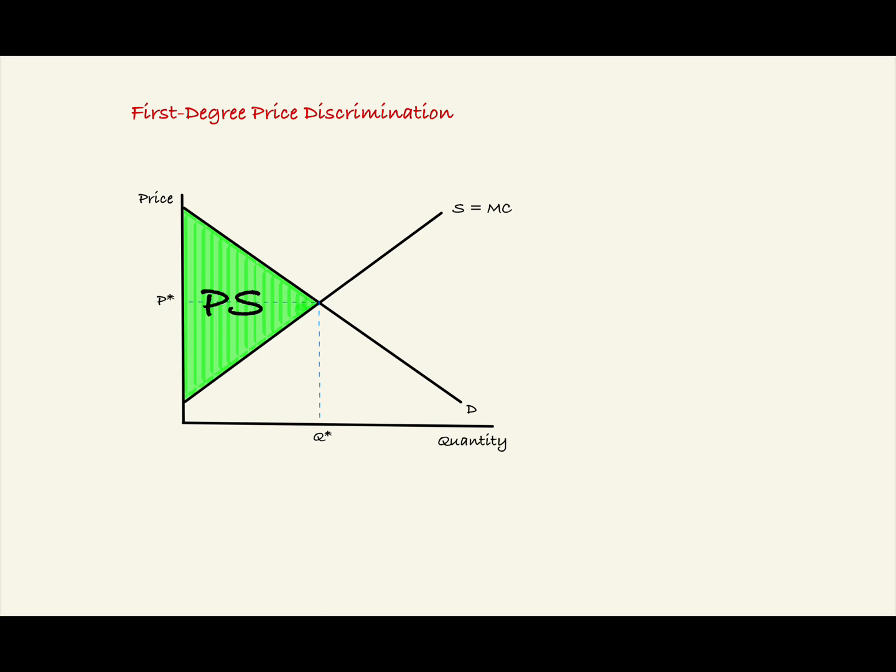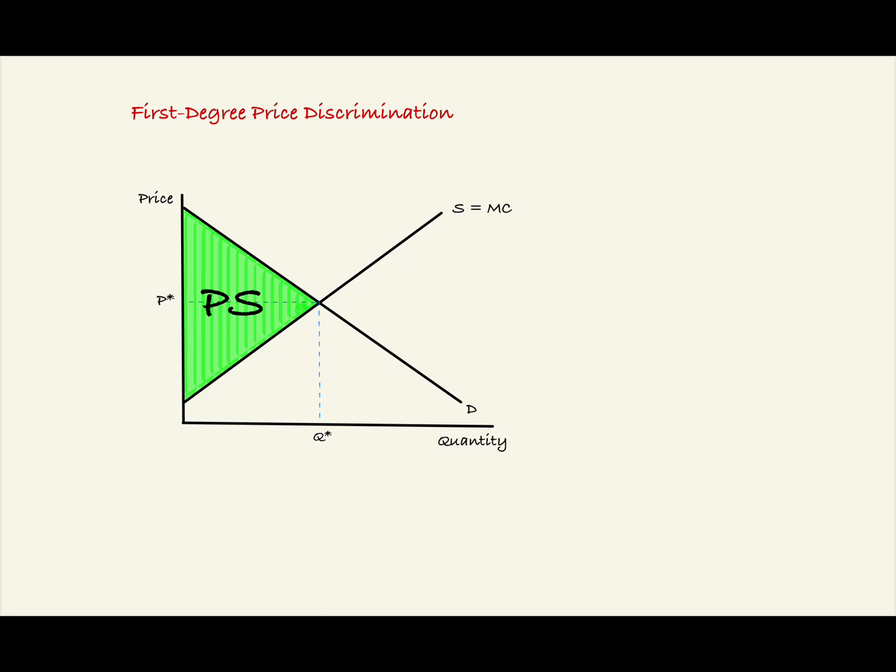Now, when those two prices are the same, there will be no consumer surplus. Remember that the demand curve represents the maximum price consumers are willing to pay for the product. When consumers end up paying that same price for the product, there is no longer any consumer surplus.